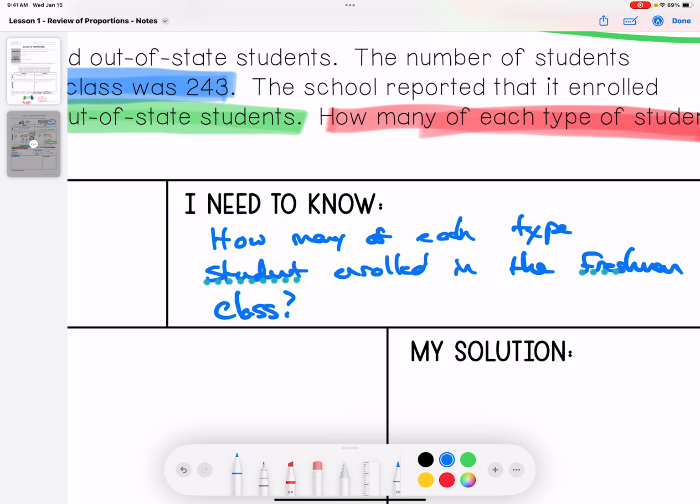So I need to know how many of each type of student enrolled in the freshman class.